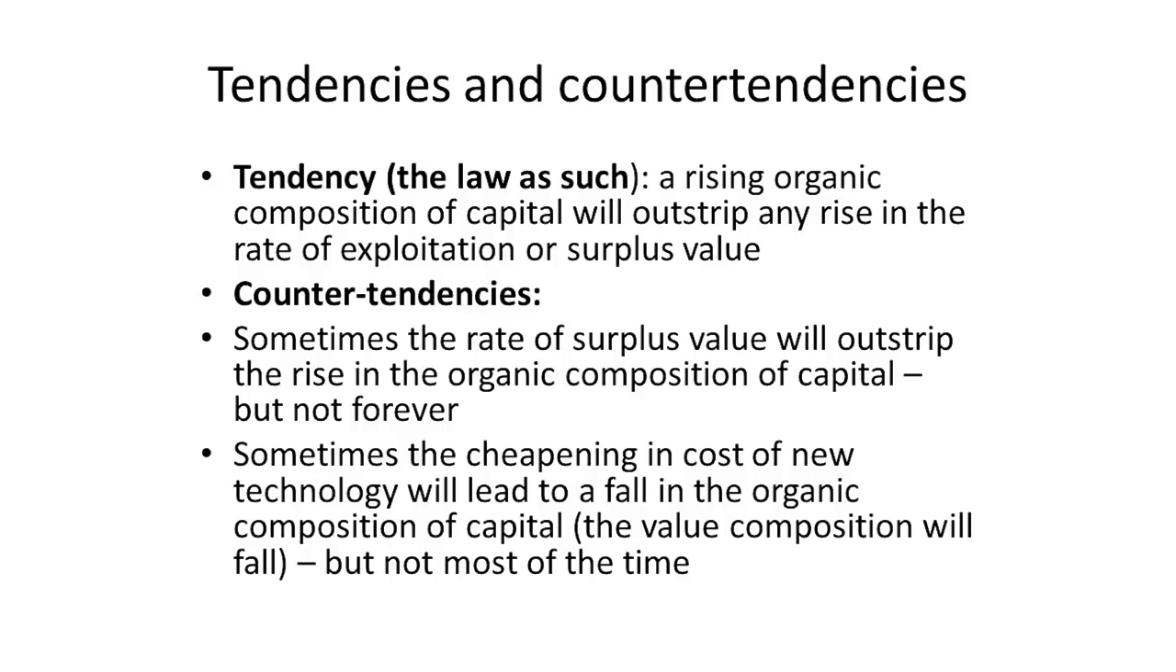The tendency I've just described is the organic composition of capital outstripping the rate of exploitation. The counter-tendency is that the rate of surplus value rises higher. But the other one is, what happens if things get so cheap, computers get so cheap, that actually C over V falls, doesn't it? So the organic composition of capital, the second law, falls. That's another counter tendency that Marx points out.